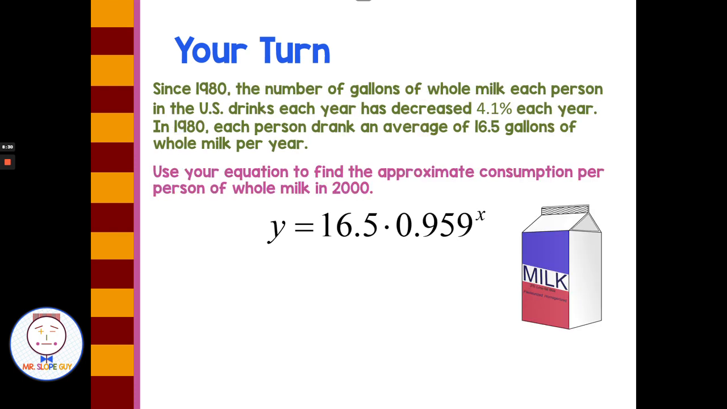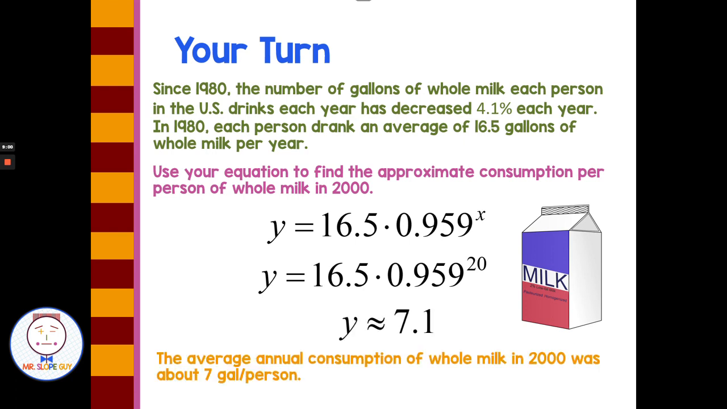Now, use your newly created exponential decay function to approximate consumption per person of whole milk in the year 2000. All right, so in the year 2000, from 1980 to 2000, we have had 20 years go by, so we're going to use our exponent of 20. So put in your calculator 0.959 to the 20th power times 16.5, and we get that the average consumption per person is just over 7 gallons per person.